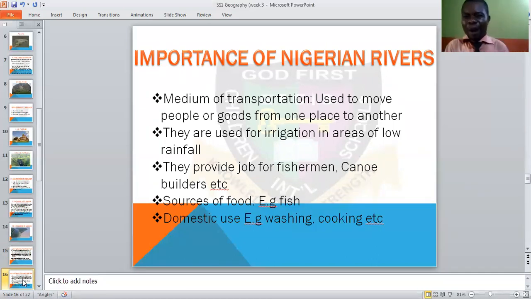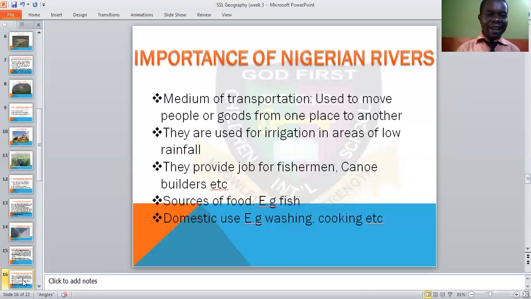Irrigation means artificial supply of water to farmlands where there is low rainfall. You channel water from the river and then you take it to the farmland. Another thing is they provide jobs, a source of income for canoe builders, ship builders, and even fishermen. They go to the river or the lake to fish. Then there are sources of food. We get fish, crab, and other things from the river. Domestic use: that is for washing, bathing, cooking, and so many others.